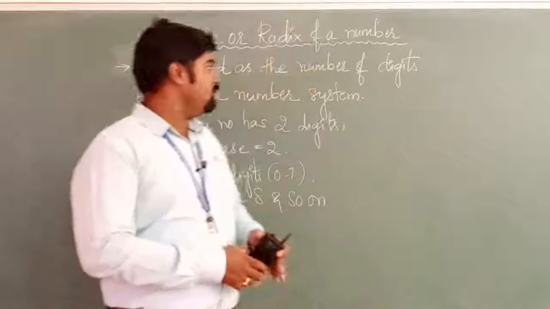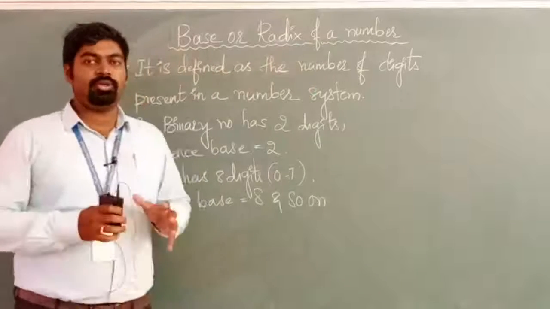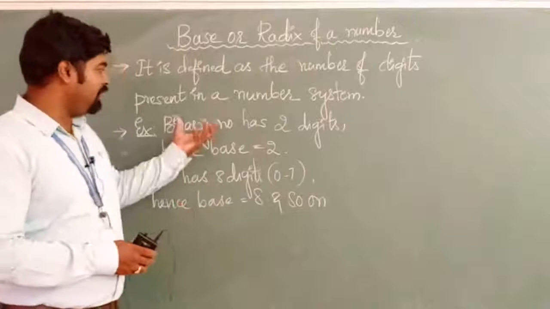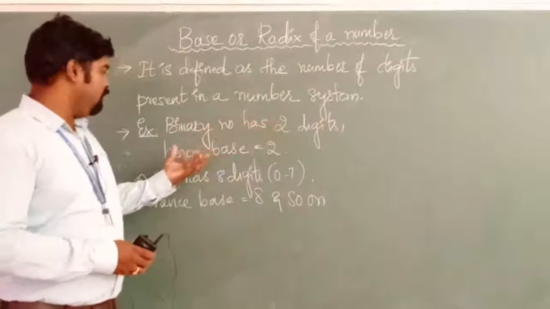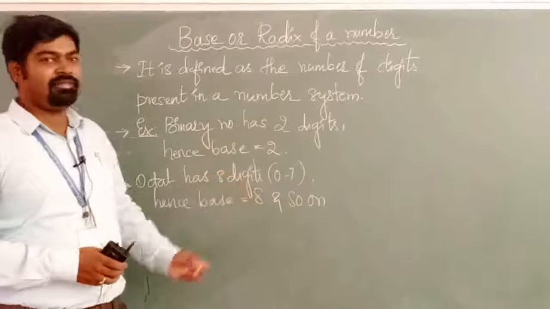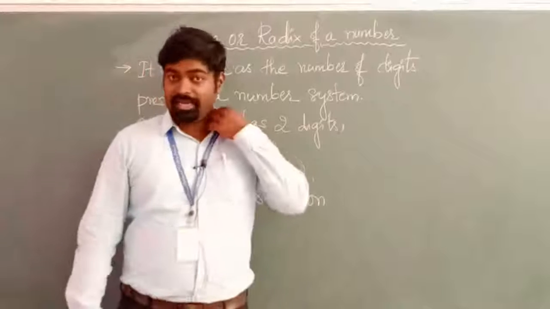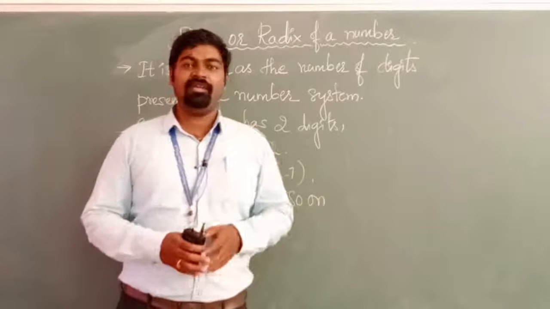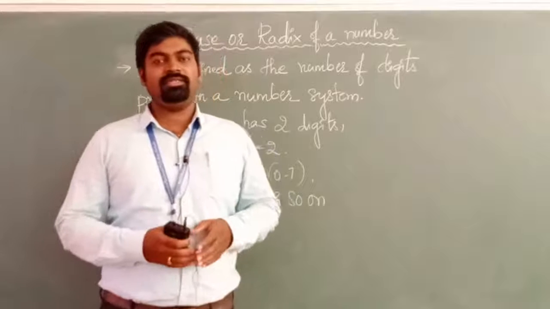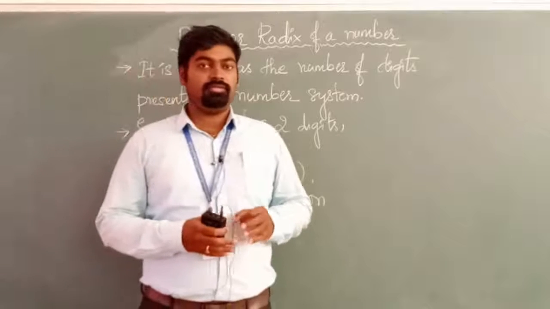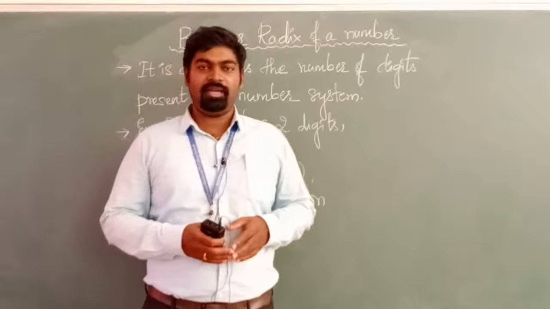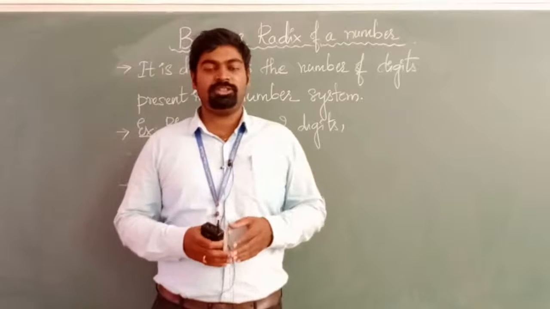So the base or radix is the total number of digits a particular number system holds. When it comes to binary, it is 2. When it comes to octal, it is 8. When it comes to decimal, it is 10. And when it comes to hexadecimal, it is 16. So this is regarding the base. Now next we shall learn the first conversion type, which is from decimal to binary. This is the first conversion which we are going to study.